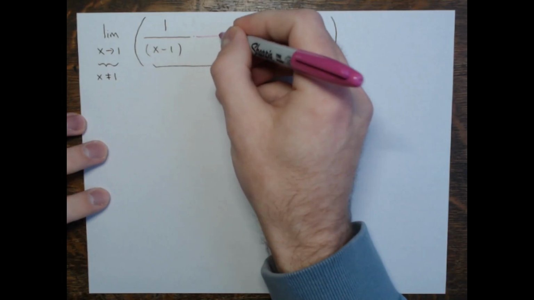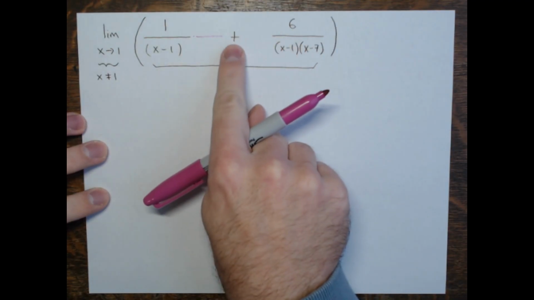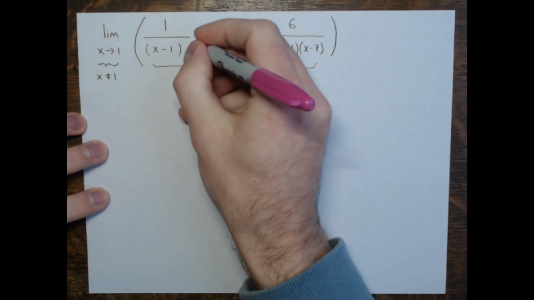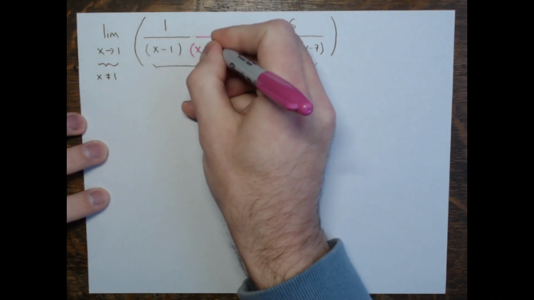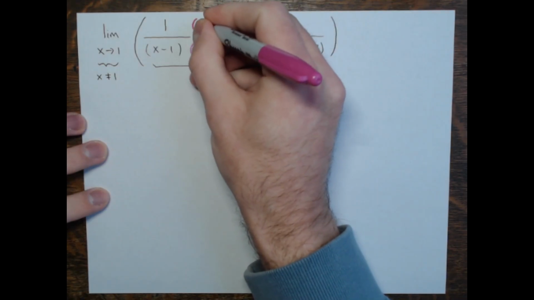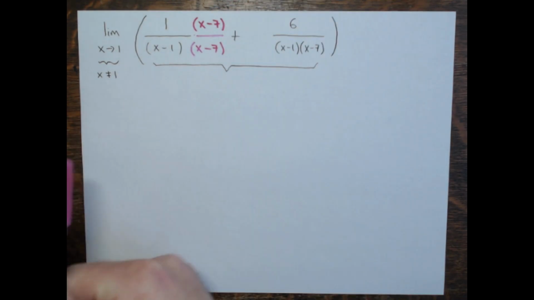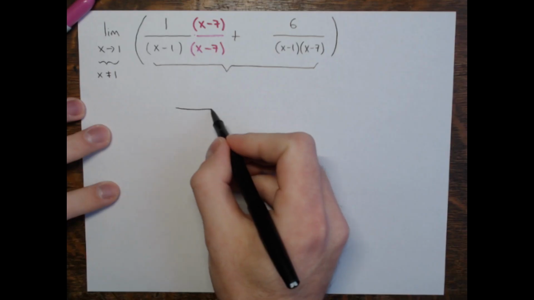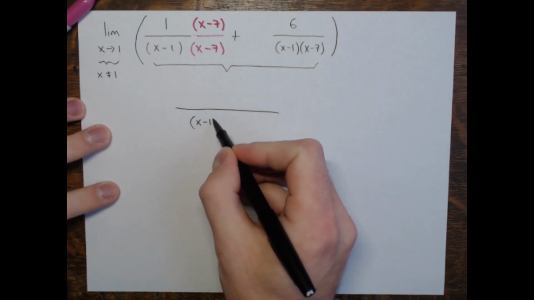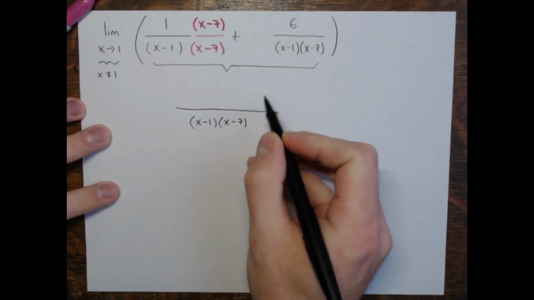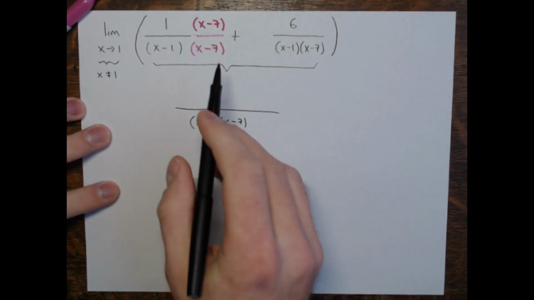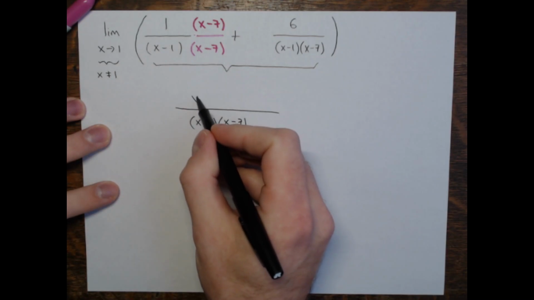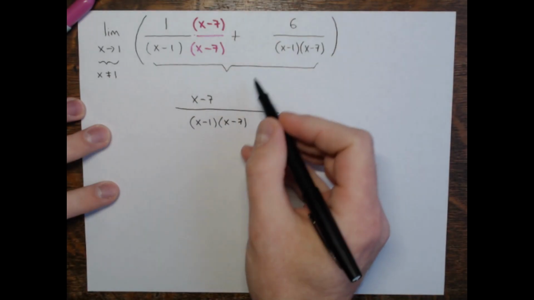So I get these together. Now, remember when you add or subtract anything, you need a common denominator. So they both have a factor of x minus 1. So this one's just missing the x minus 7. So I'm going to multiply the numerator and denominator of this fraction here by x minus 7. So now I have a common denominator, right? This x minus 1 times x minus 7. So that'll be the denominator of their sum. And then, the numerators are 1 times x minus 7. That would just be x minus 7. And then plus 6.